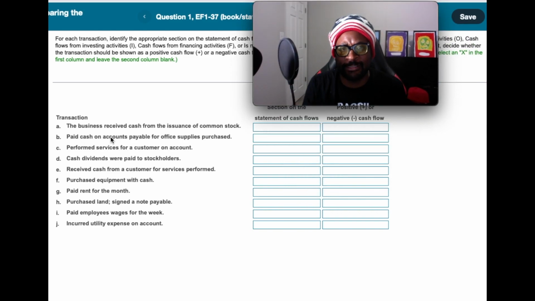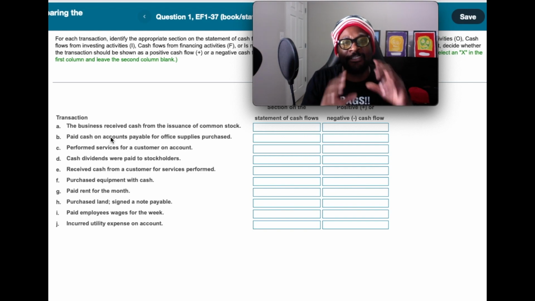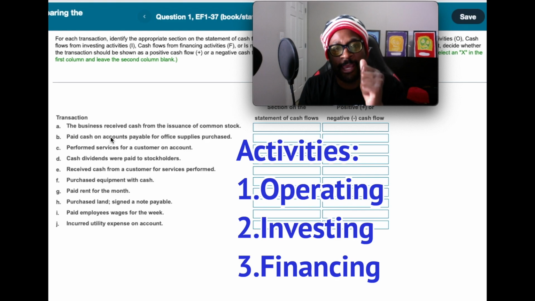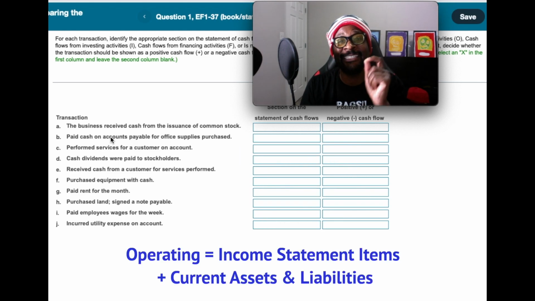Before we go into the first transactions, let's elaborate on the cash flow statement quickly. The cash flow statement summarizes the cash activities into three major activities so that a business owner can know how his cash was affected throughout a period. We have operating activities, investing activities, and financing activities. Operating activities deal with any type of cash-related items that are relevant to the income statement, meaning revenues and expenses, or current assets, current liabilities.